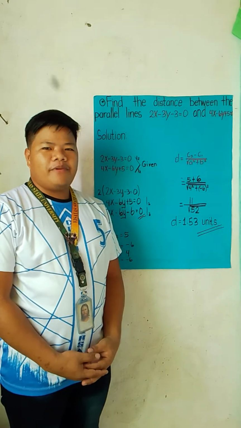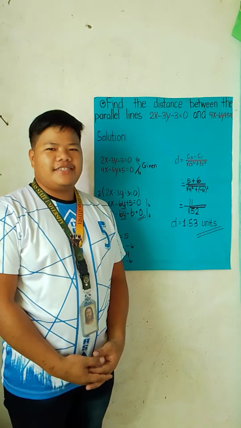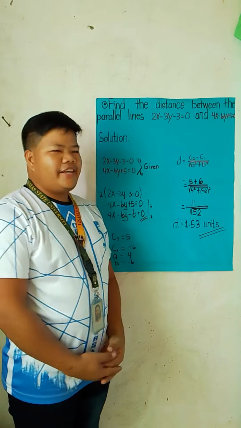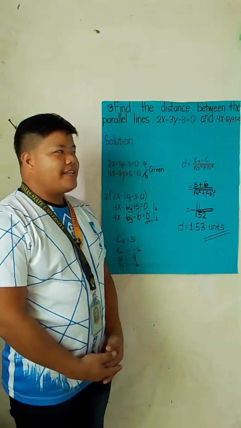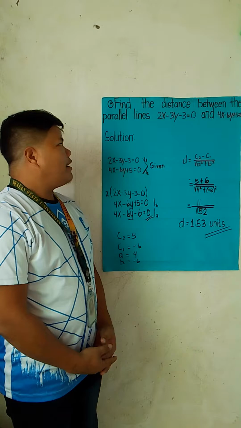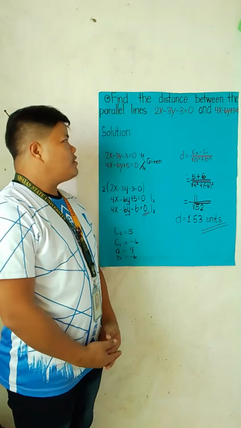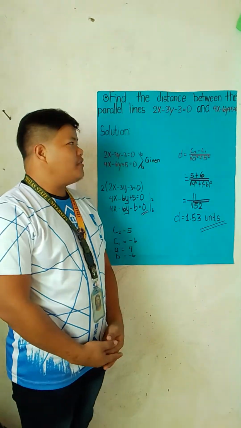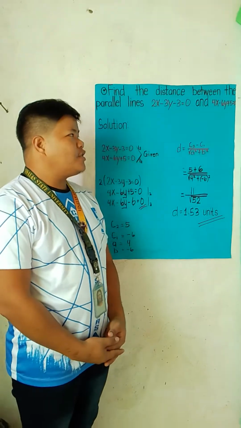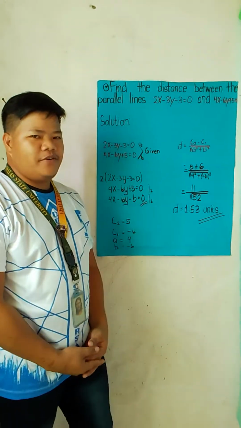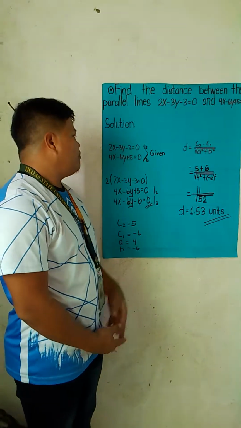So, the given problem that I have chosen is problem number 9, in which we find the distance between the parallel lines 2x minus 3y minus 3 is equal to 0 and 4x minus 6y plus 5 is equal to 0. So, here's my solution.